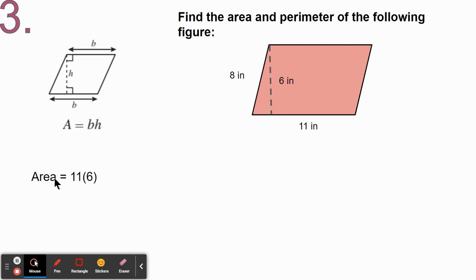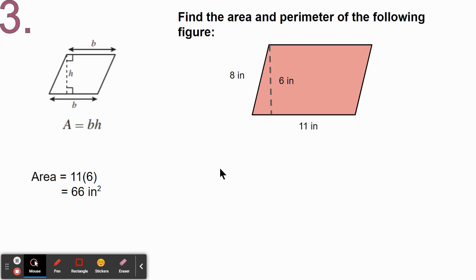Okay, so it's going to be area is 11 times 6. 11's the base, 6 is the height. Base times height. And now we just multiply those together, and 11 times 6 is 66 inches. This is in inches, so square inches.